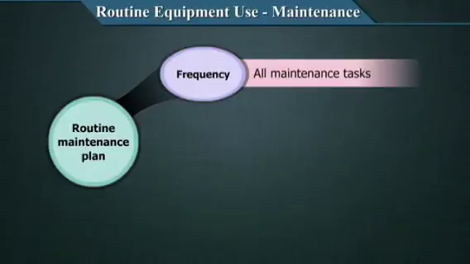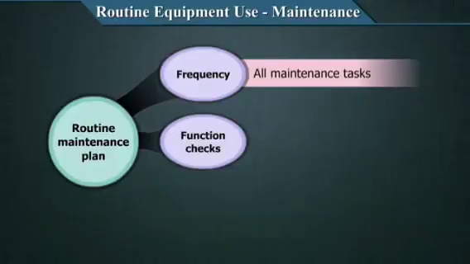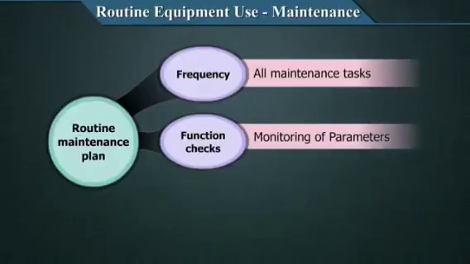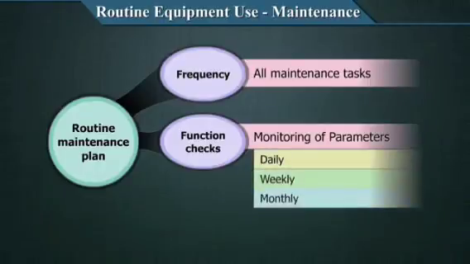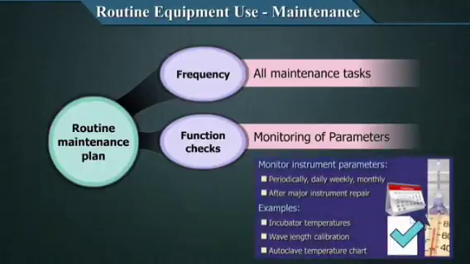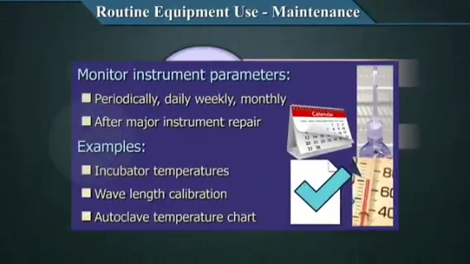We already talked about the formatting activities, and the maintenance plan should also include function checks, which include monitoring of instrument parameters periodically: daily, weekly, and monthly. Some of the function checks have been shown in this picture, like incubation temperature, wavelength calibration, and autoclave temperature chart. All these are function checks. So this also should be monitored and documented as required.